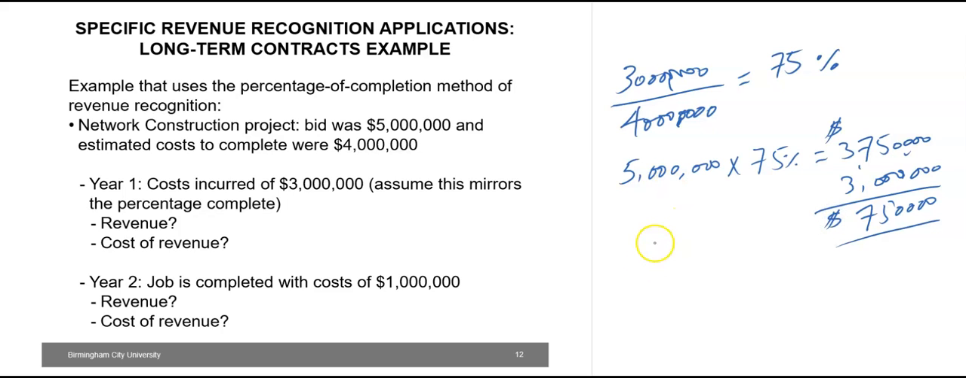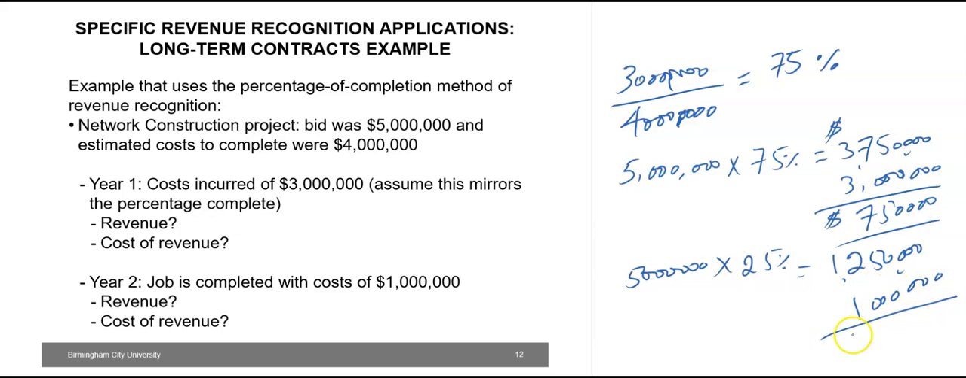In the second year, the project is 100% complete, so the remaining 25% of the project revenue will be calculated and that will be recorded as revenue for that year, which is 1.25 million, and the costs incurred are 1 million, so 250,000 will be the profit reported in the second year.